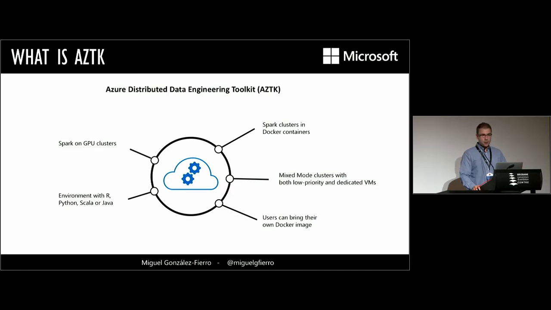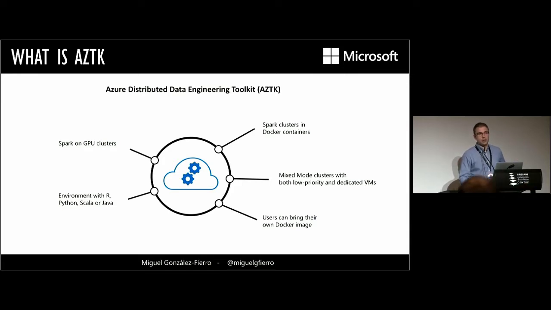Some of the features that this library has is that it allows mixed mode clusters, low priority and dedicated VMs. Also you can bring your own Docker image. Normally, what people do is you can either download one of the images by Microsoft, or you can upload your own image. You can post it in Docker Hub, and then you can pull the image from Docker Hub.